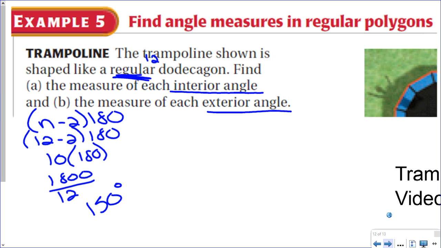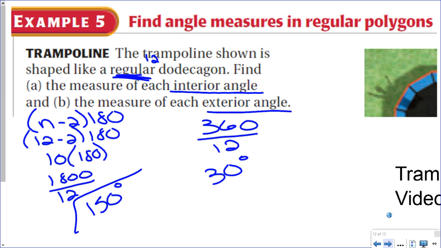Okay. Now the exterior angles are found. The sum is always 360. That's just hands down what it is. Except if you want to find an individual exterior angle, you know there's 12 of them, so divide that by 12, and you'd come up with 30 degrees. So your answer for this one is 150. Your answer for this one is 30.